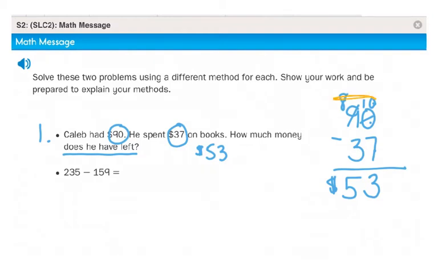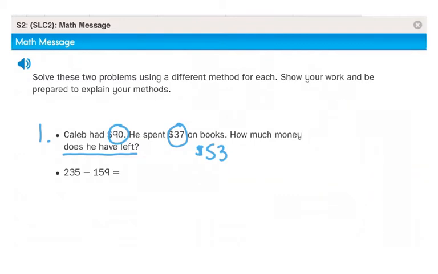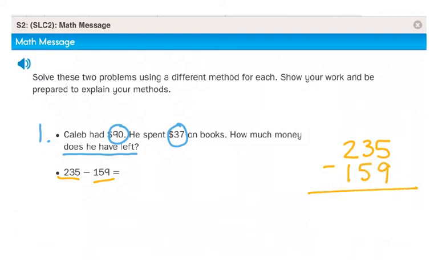Go ahead and erase that, and we will do the next problem. The next one is not a word problem. Instead, we're going to take the larger number. Remember, the larger number always goes on top. So we're going to take 235 and subtract 159 from it. Again, I cannot subtract 9 from 5. 5 minus 9 does not work.